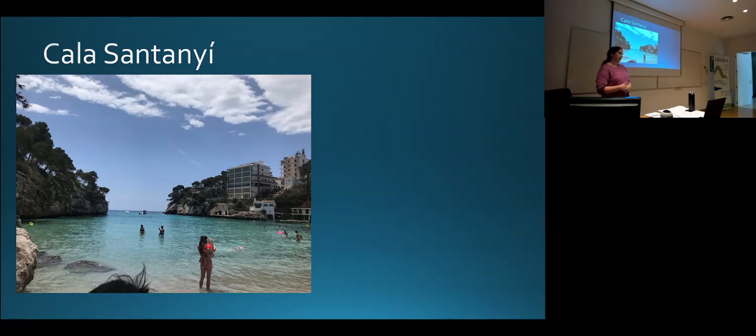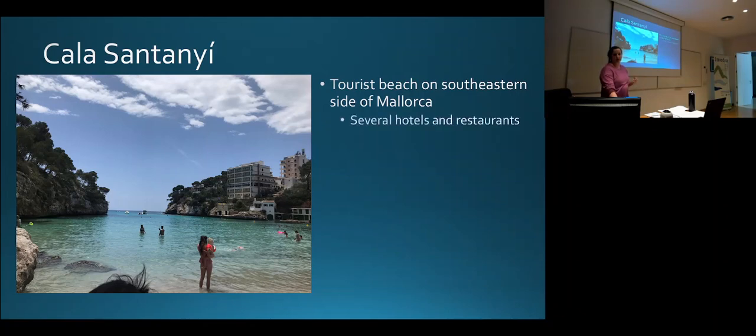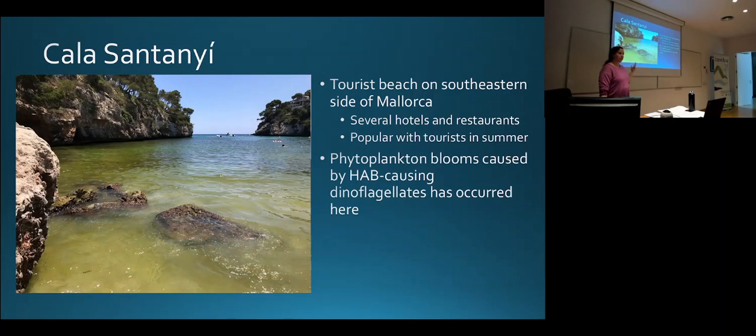So I've been doing research at Cala Santanyí, and this is a tourist beach on the south side of Mallorca with several hotels and restaurants. And it's popular with tourists, but it does experience harmful algal blooms very consistently. Every year, there's usually at least one bloom in summer that lasts 3 to 4 weeks.